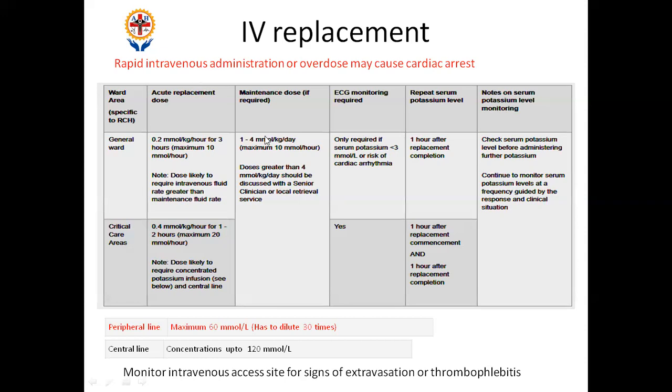If no doubts, we'll stop the session here. And next session, we'll cover hyperkalemia and calcium, hypocalcemia. With that, we'll finish the electrolytes. Yes, sir. Okay. Thank you. Thank you, sir.